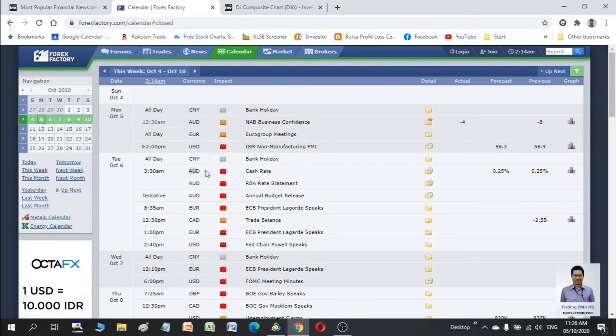This one is also important for AUD on Tuesday: the RBA interest rate. They are expected to keep it the same. It's not easy to change the interest rate during this kind of global pandemic, so they expect it to remain at 0.25. If it remains at 0.25, there's not much change. But if there is a change in the interest rate, then there will be significant changes to your trading, so for those of you trading the AUD, please be careful.